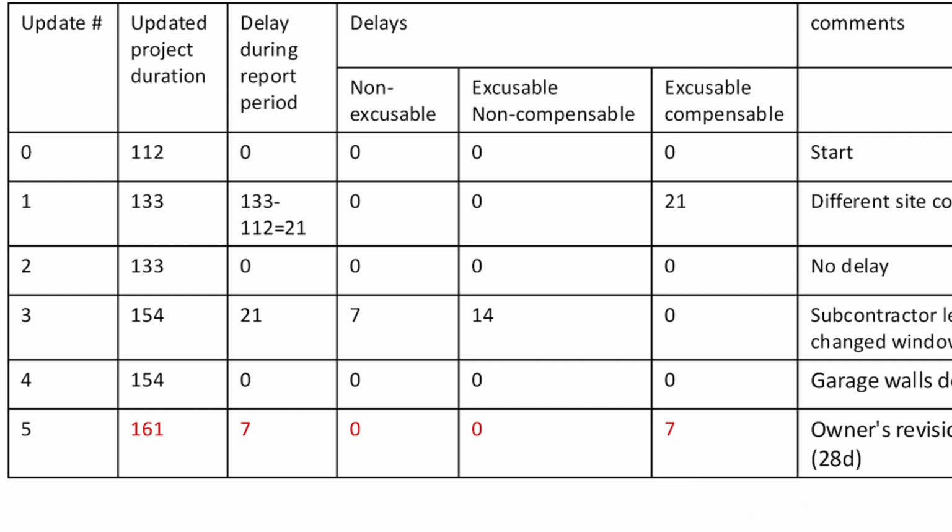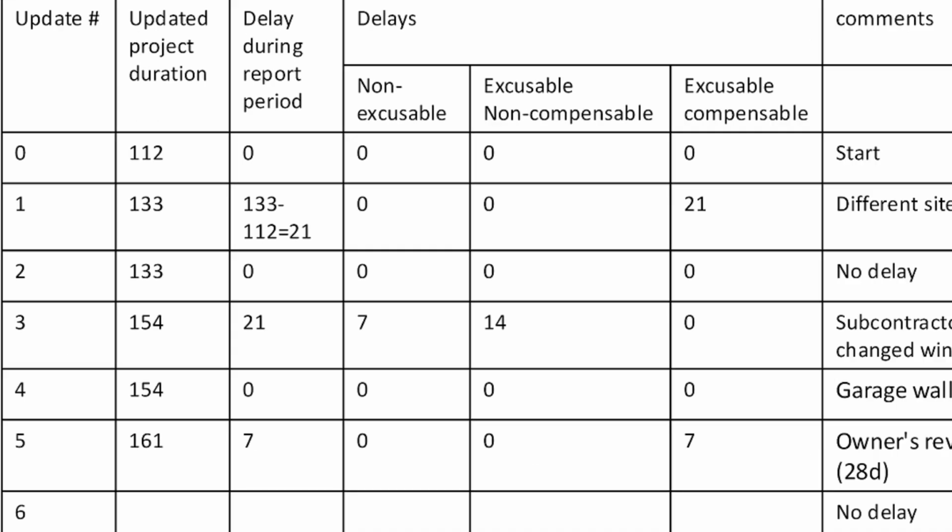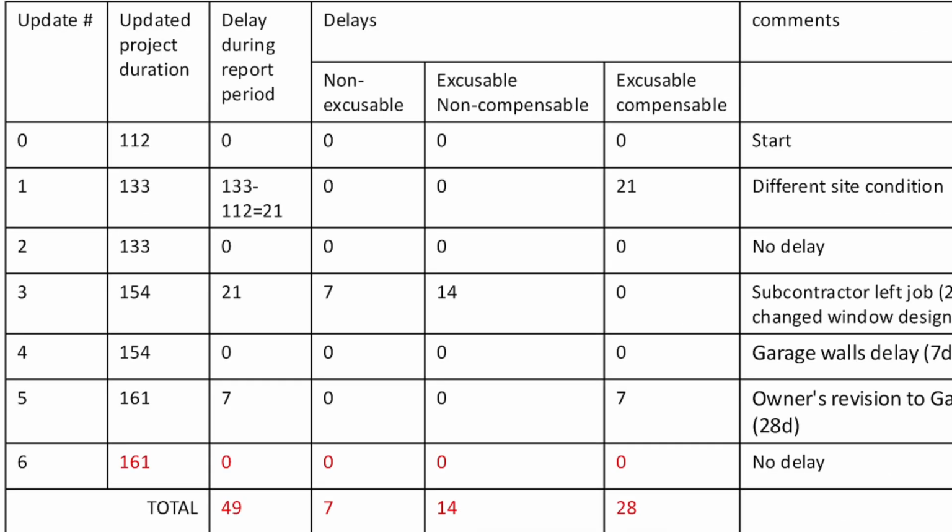Alright, the project still didn't reach completion in this window, so we move on to the final update, window 6. In this period, there were no changes recorded, so the project completion remained the same and no additional delay was added. Now, let's add up the total delay after all 6 windows, which comes out to 49 days.